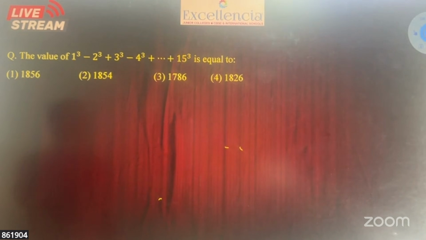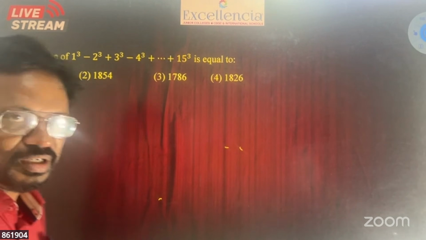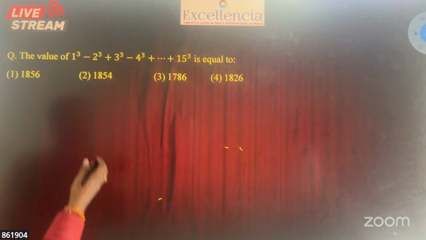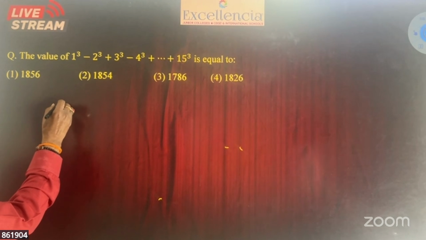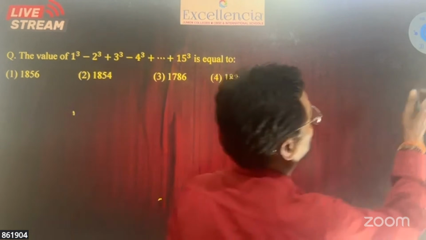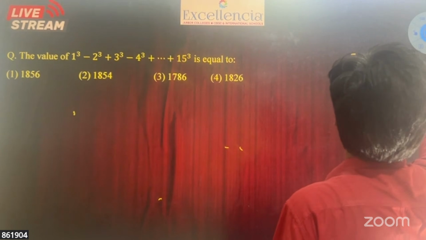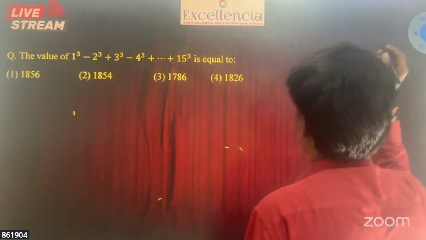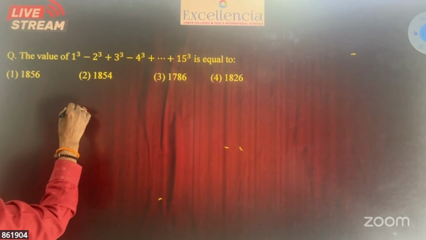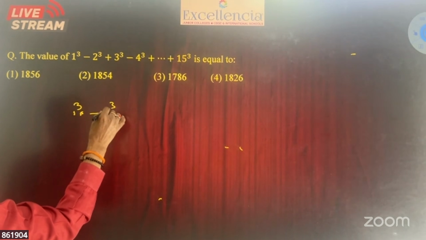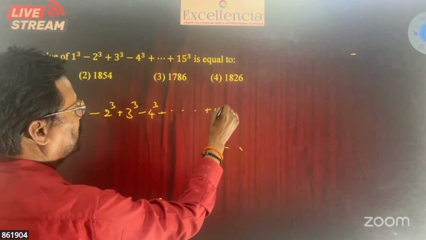Now you see here, this is the progression problem. It is very simple, anyone can do. There is also a question like this in the previous papers. So if I write this, this is 1 cube minus 2 cube plus 3 cube minus 2 cube up to 15 cube, given like this.